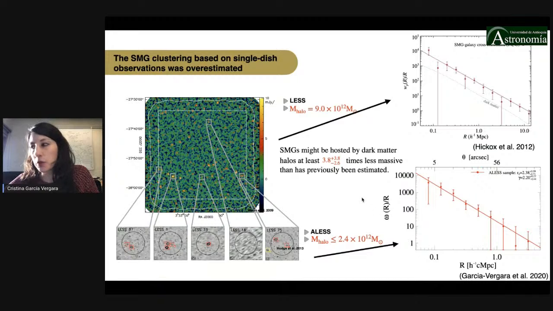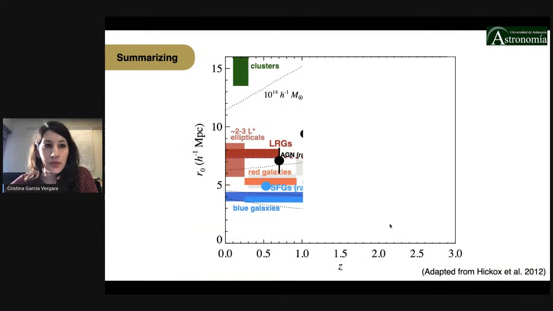Then the clustering of submillimeter galaxies is still controversial, and we really need larger surveys. This measurement that I did was made with around 50 galaxies. That is not a very big sample, but it still is revealing very nice results. Then I'm going to summarize a little bit here. This is my last slide.